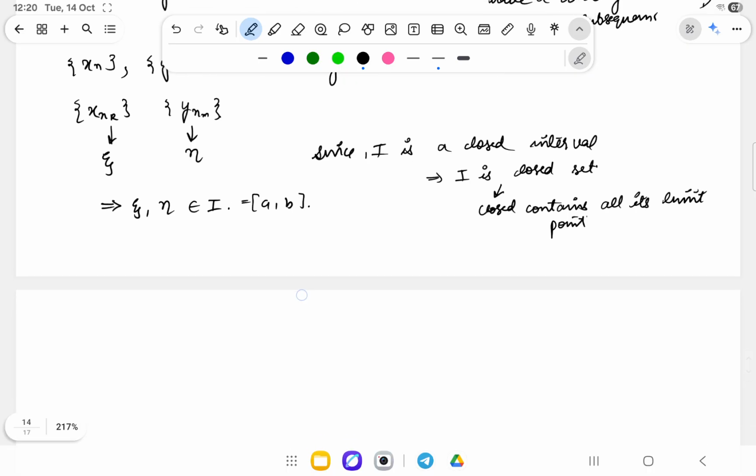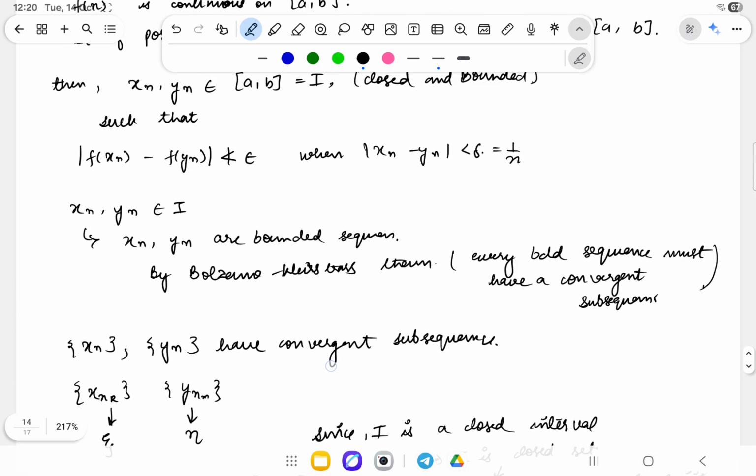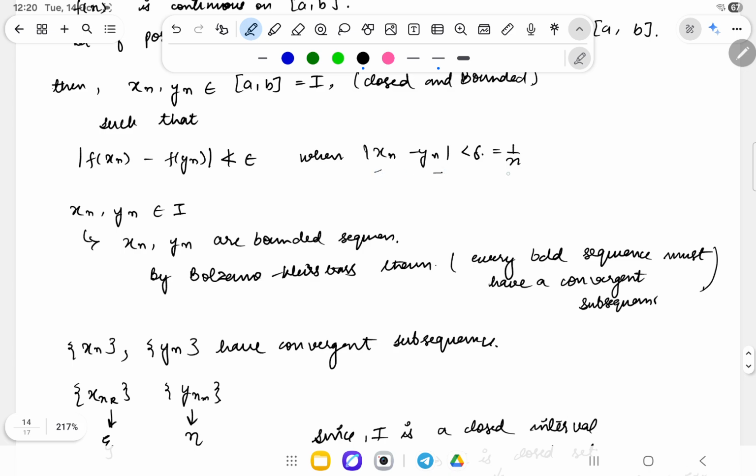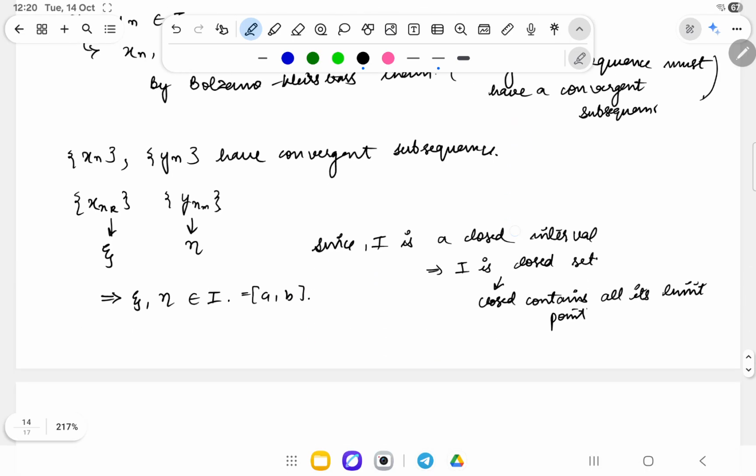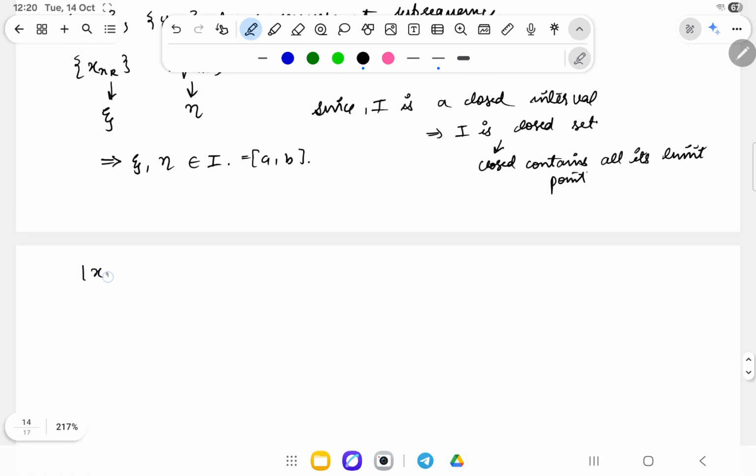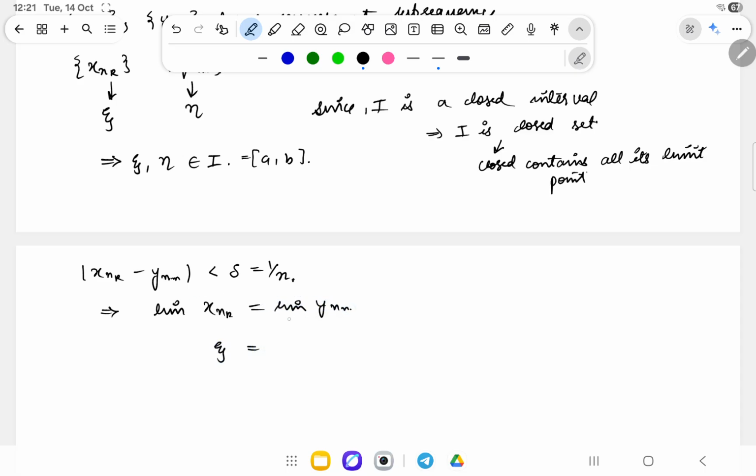Now in the sequential criterion of uniform continuity, we are choosing our xn and yn as this. Since the original sequences xn and yn are satisfying this relation, their subsequences must also follow this relation. So from here we got that mod of xnk minus ynm is also less than delta, which we chose to be 1 by n. And if that's the case, if we take its limit, limit xnk is equal to limit ynm, and since this is approaching xi and this is approaching eta, we got xi is equal to eta.